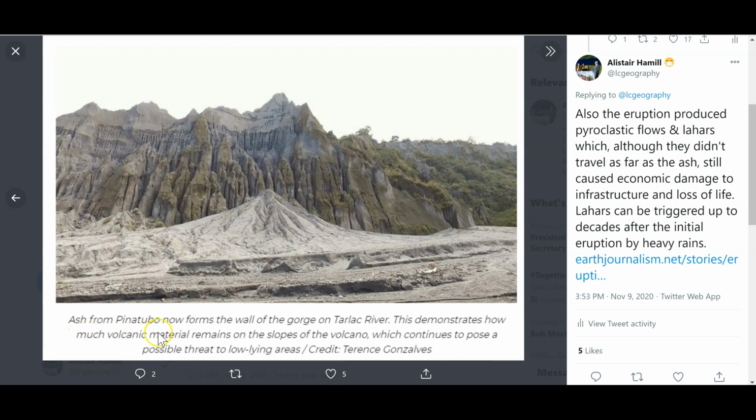So you can see some of those devastating impacts in the immediate term, but remember, lahars can be a hazard in the longer term. This is ash from Pinatubo, which now forms the wall of the gorge in the Tarlac River. And it demonstrates how much volcanic material remains on the slopes of the volcano. This continues to pose a threat of lahars because it is unconsolidated. It's not rock, it's literally piles of ash and other tephras that are just piled up there. With the rain, you can see the gullies of water coming down through this. That's extremely easily activated by the rain and can be carried downstream and trigger lahars even years later.